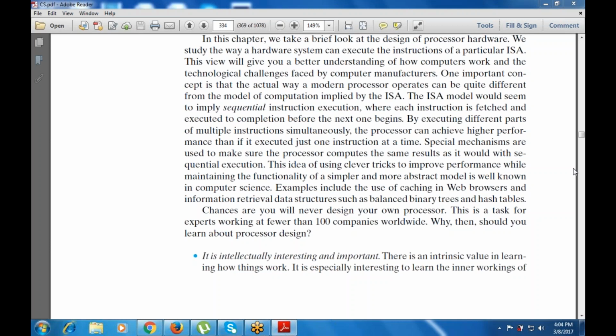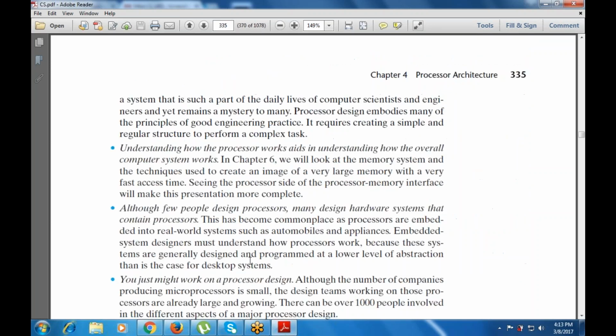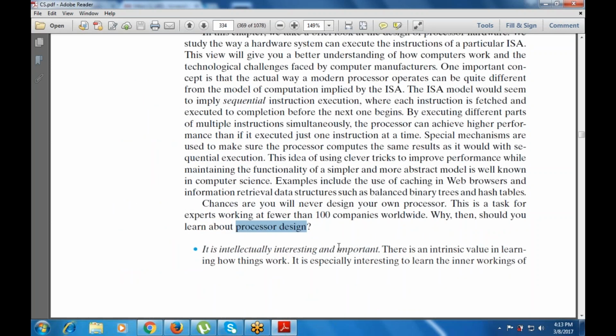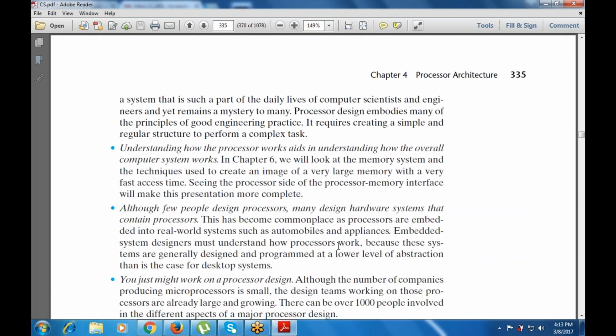Chances are you will never design your own processor. This is a task for experts working at fewer than 100 companies worldwide. Why then should you learn about processor design? First, it is intellectually interesting and important. There is value in learning how things work, especially the inner workings of a system that is such a part of the daily lives of computer scientists and engineers, yet remains a mystery to many.